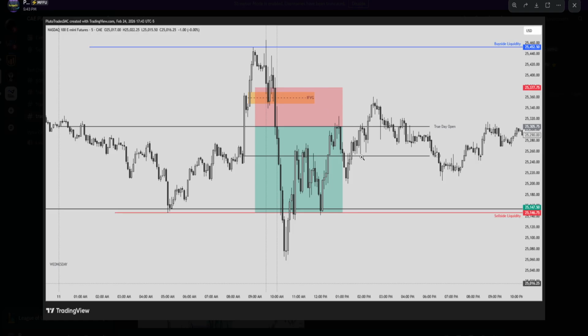We're above midnight. We're above the 8,200 premium. Inversion fair value gap, but you want to take the full inversion, which will be this one. As soon as this candle closes, we inverse this. Your entry would have been right here. Your stop loss goes above this candle's high, the inversion candle's high.